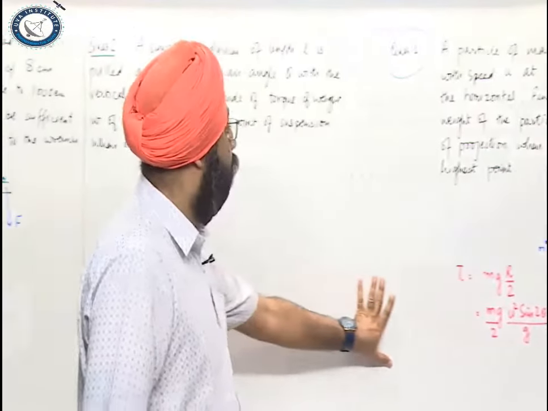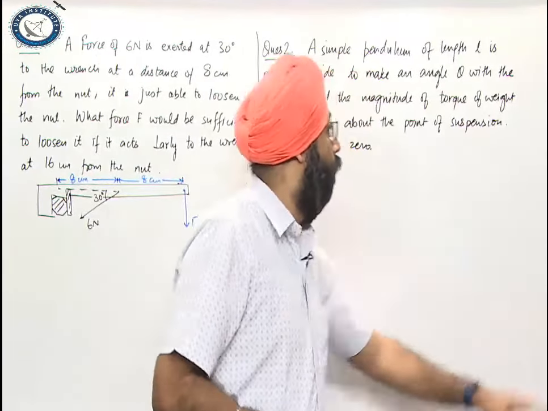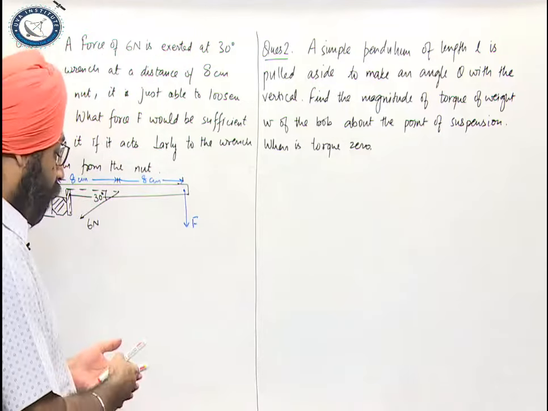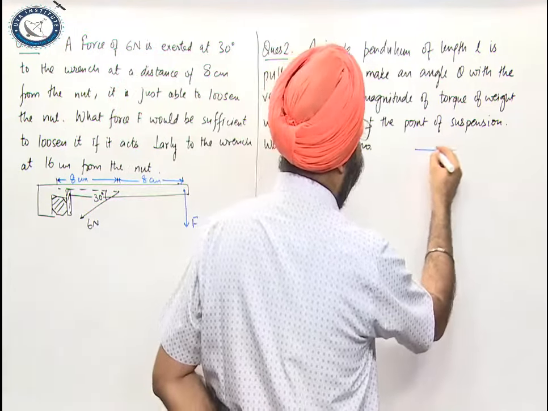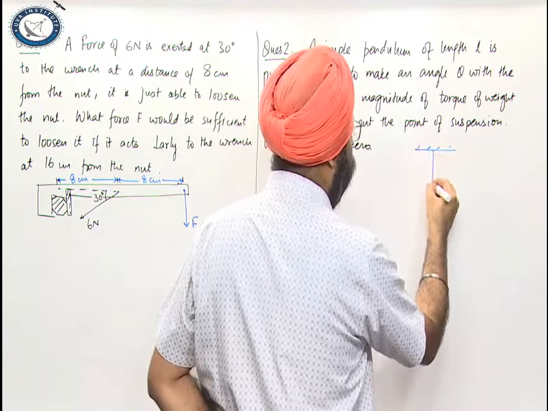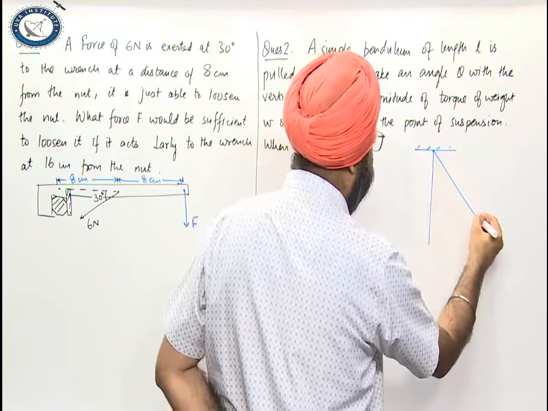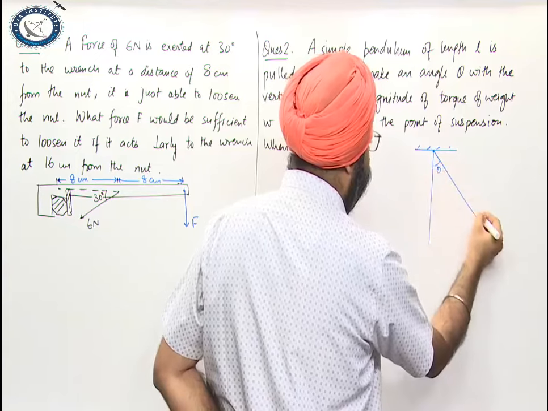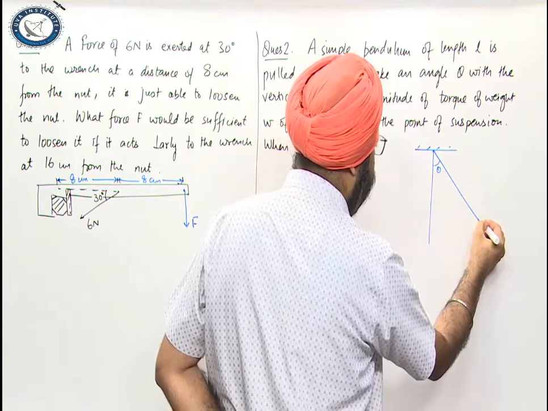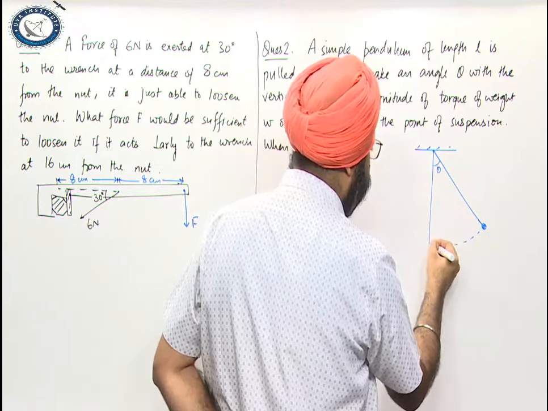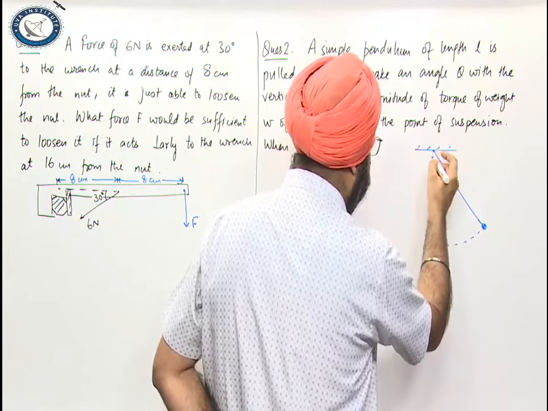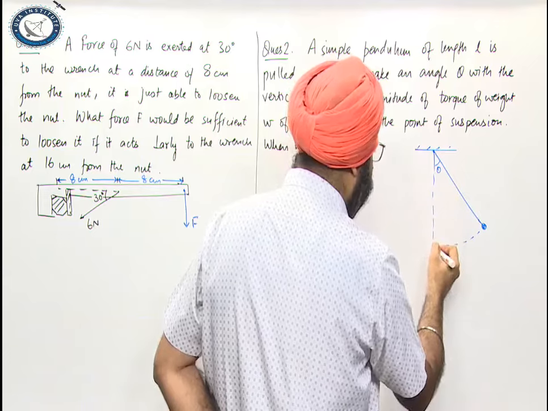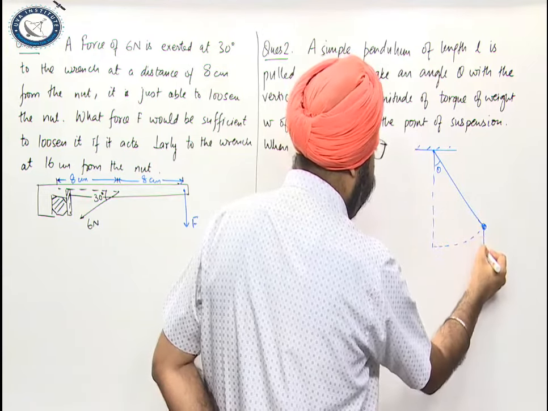Let's move on to another question. A simple pendulum of length L is pulled aside to make an angle theta with the vertical. This is a pendulum, and you have pulled it aside such that it is making an angle theta with the vertical.